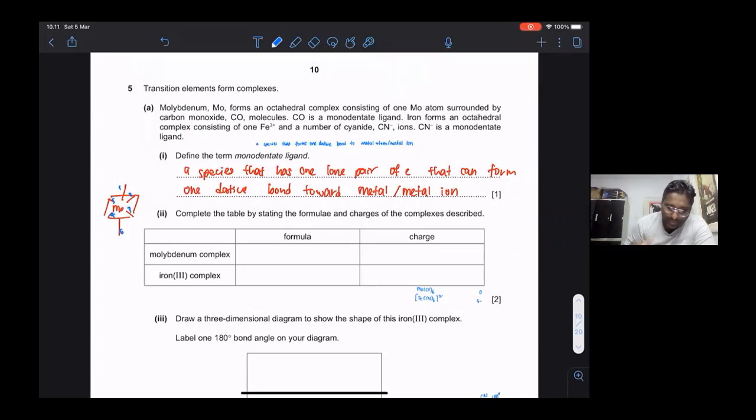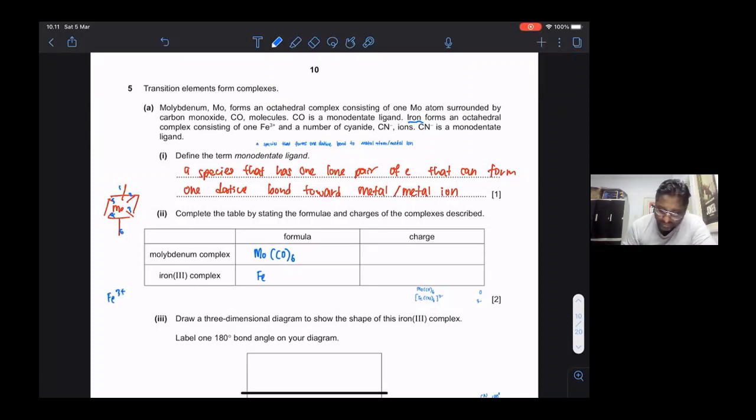So the formula should be Mo(CO)6, and since they say it's an atom, there is no charge. They also mention iron, which forms the same octahedral complex, so it should have the 6 dative bonds as well. So Fe used to be 3+, so Fe3+.